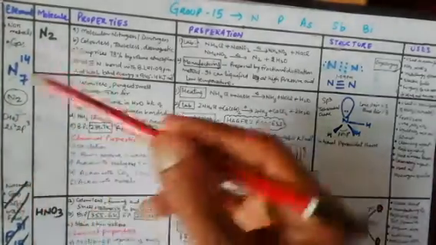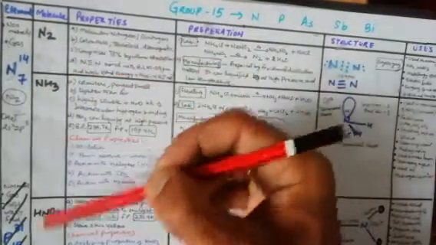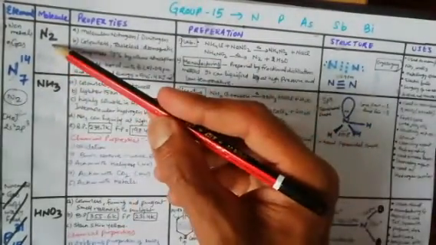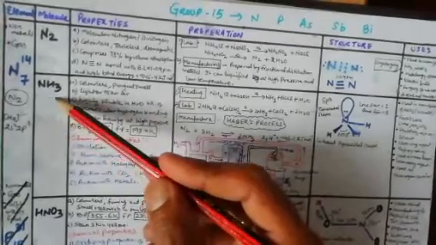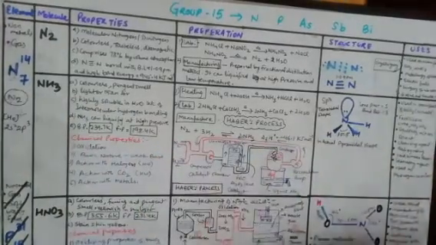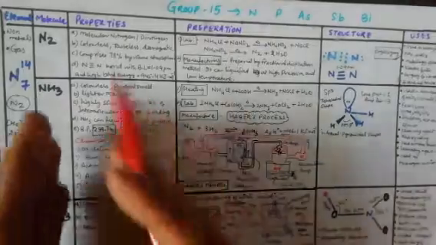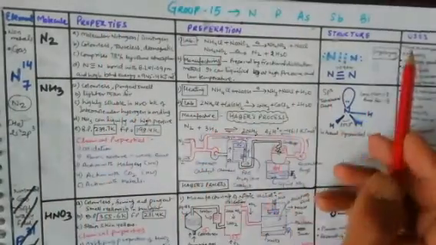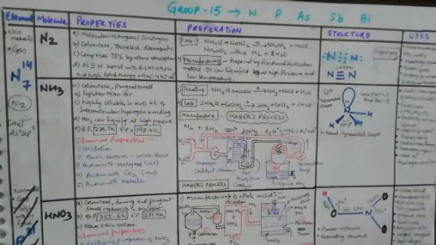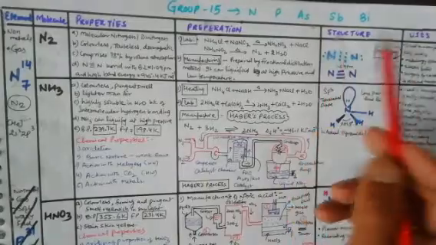Okay, so there are generally these 4 types of molecules: N2, dinitrogen; NH3, which is called ammonia; HNO3, which is called nitric acid, an oxoacid of nitrogen; and oxides of nitrogen. So we will talk about them one by one. Generally these are the basic 4 things that we need to do for every molecule: first properties, then preparation, then structure, and then uses.